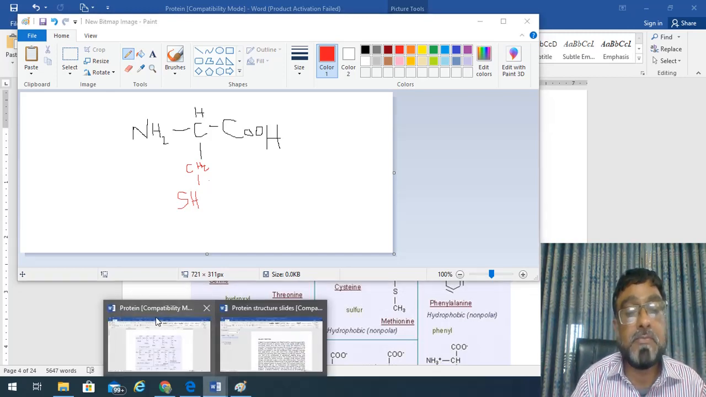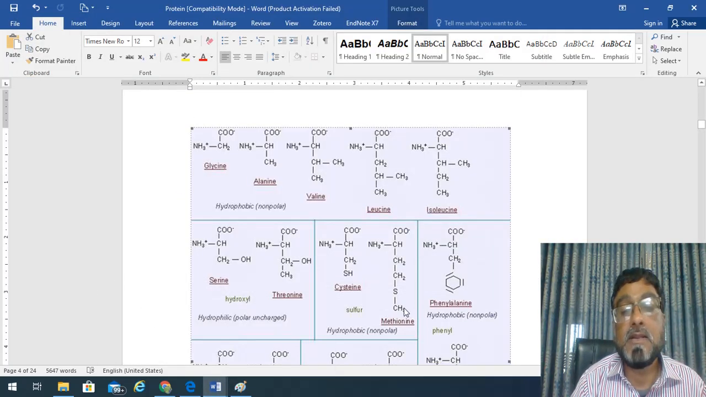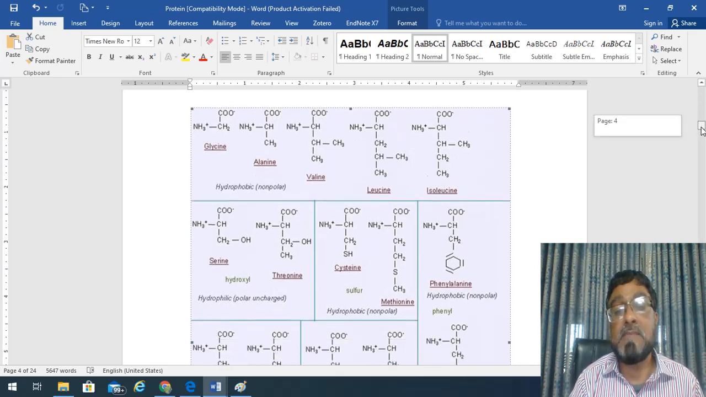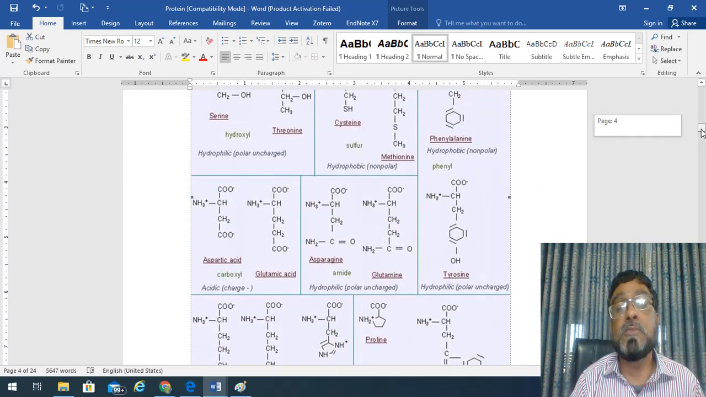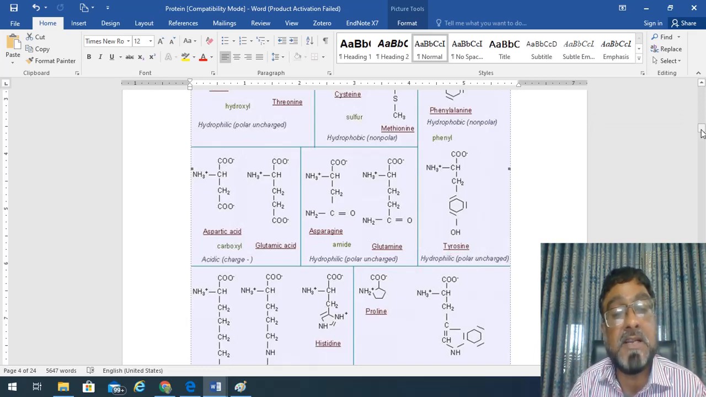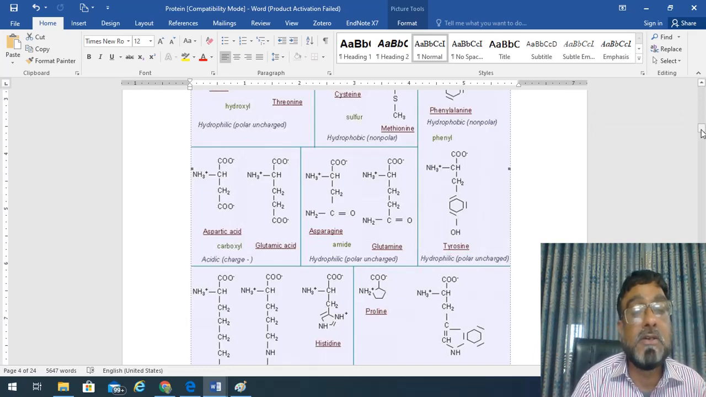Then we will be looking at the methionine. This is the basic structure, CH2, CH2S, CH3. This is the methionine, right? So these are the examples for the hydrophobic and nonpolar, especially you can remember this for the sulfur containing amino acids. Then there are two amino acids that are acidic in nature, and that have the extra charge on it.